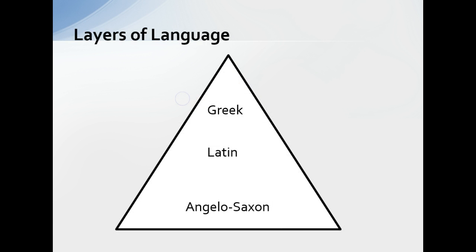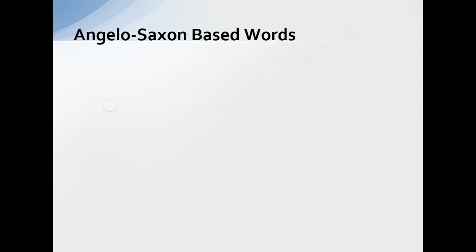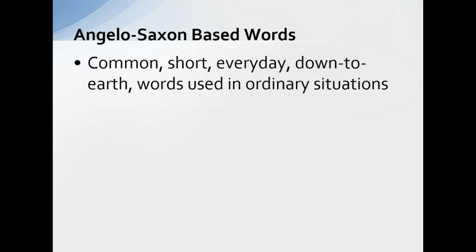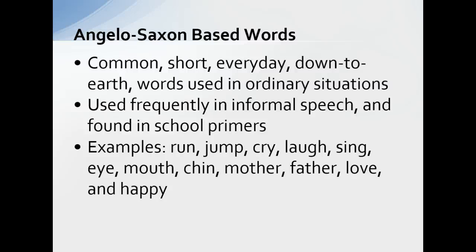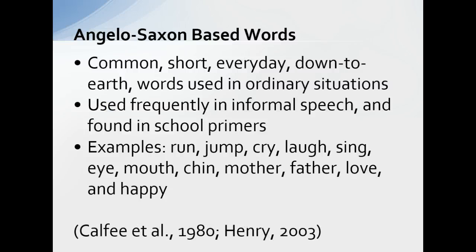So we have layers of language. We have Anglo-Saxon, Latin, and Greek. Anglo-Saxon-based words are common, short, everyday, down-to-earth words used in ordinary situations. They're used frequently in informal speech and found in school primers. Examples: run, jump, cry, laugh, sing, eye, mouth, chin, mother, father, love, and happy.